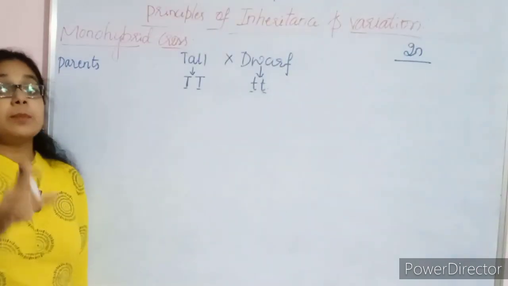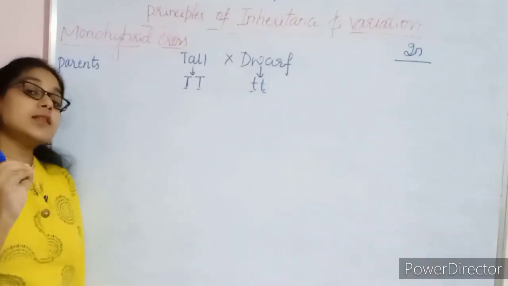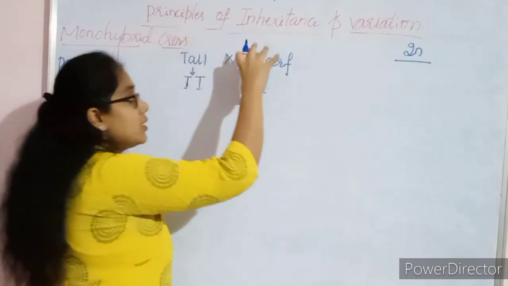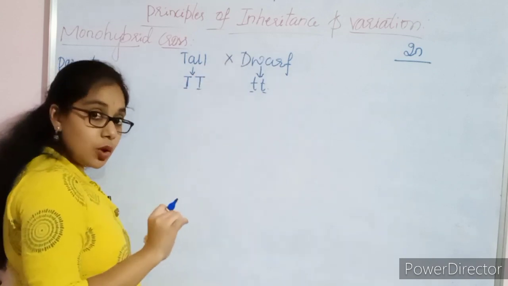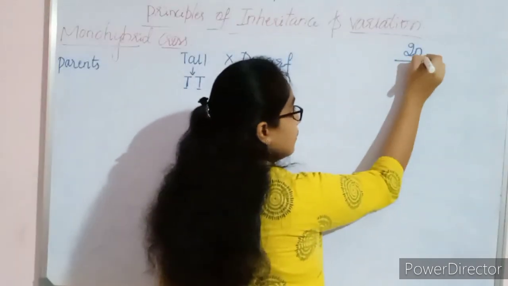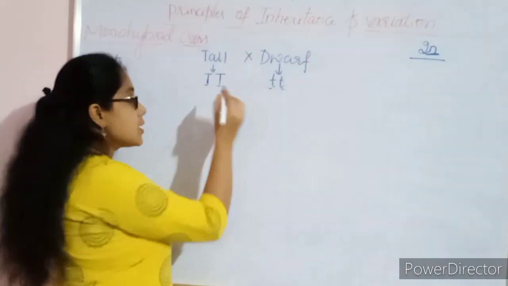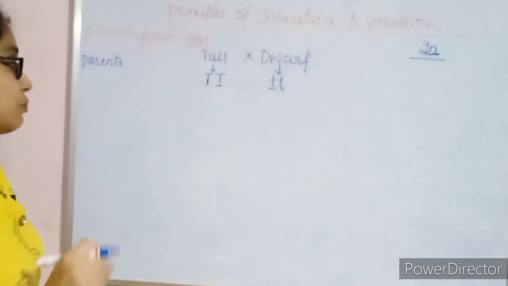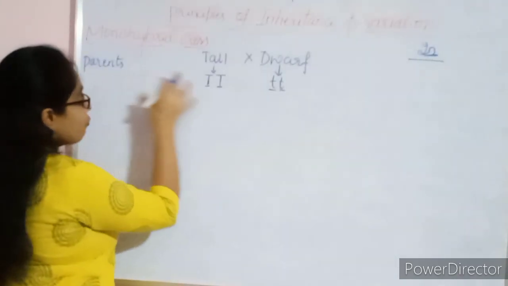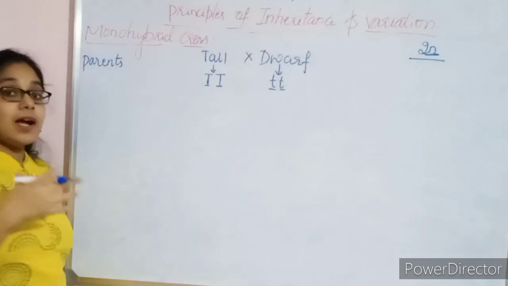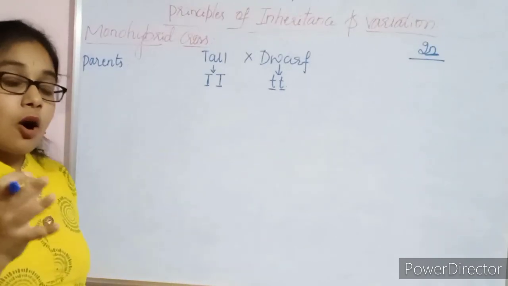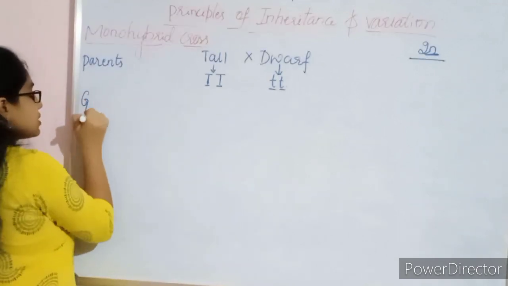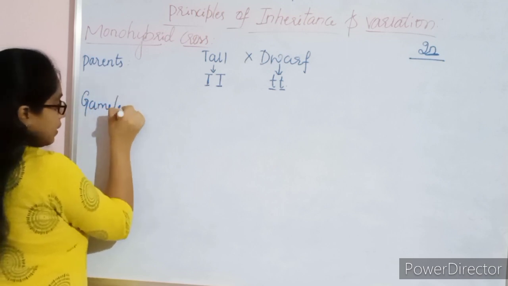somatic cells are diploid in nature, which means the body cells are always diploid. So this plant is diploid, this plant is diploid, so 2n means you have to write the 2 genes here. Clear to you? Next, when these 2 different parents undergo fertilization after the gametogenesis process, we are going to write gametes.